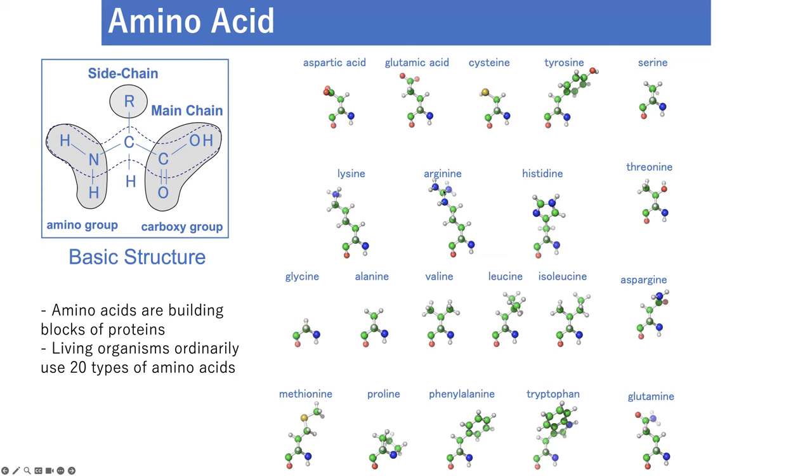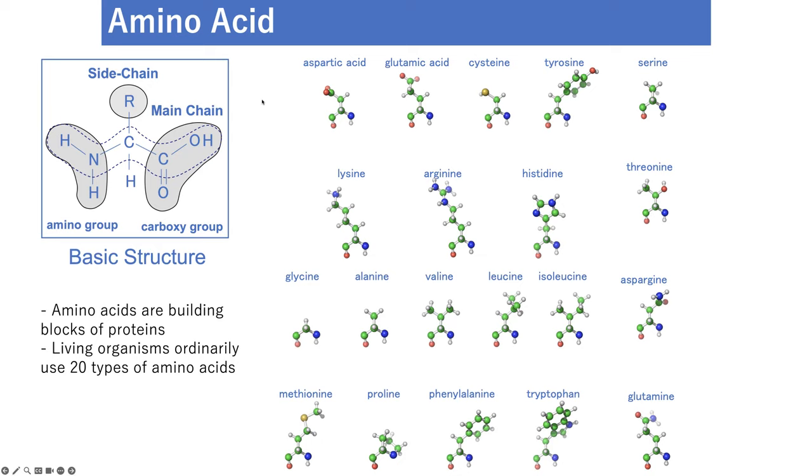As I told you, we use 20 types of amino acid residues to constitute our proteins, but this part, the amino group, this carbon and the carboxyl group, are common among all the 20 types of amino acids. So this part is called the main chain. And this carbon is called the alpha carbon. And from the alpha carbon, the side chain extends. This side chain is different from amino acid to amino acid.